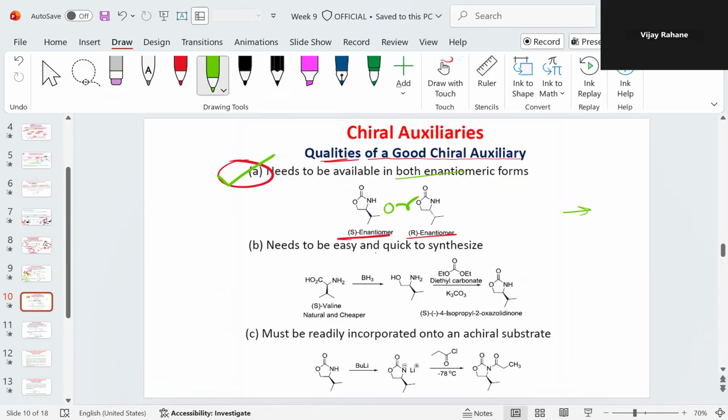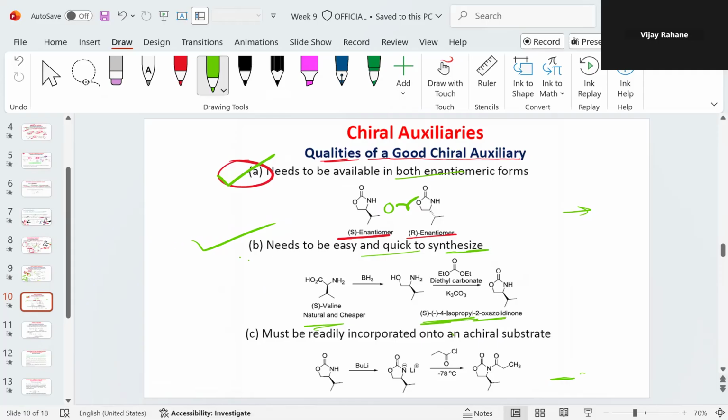Secondly, it needs to be easy and quick to synthesize. The chiral auxiliary should not be very expensive, and if it cannot be synthesized easily, it will be very difficult. So it should be a quick and easy synthesis. This is one of the chiral auxiliaries, the S-4-isopropyl-2-oxazolidinone. This can be synthesized in only two steps.